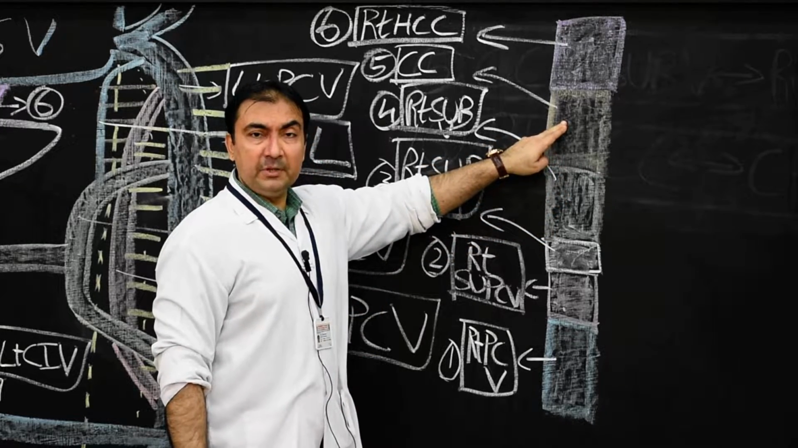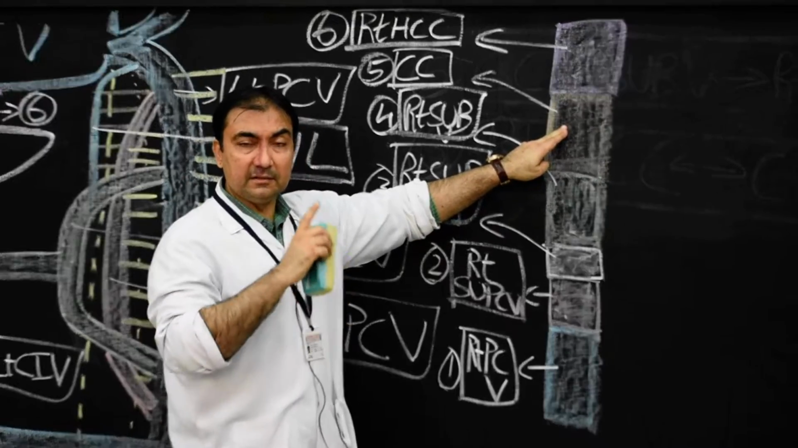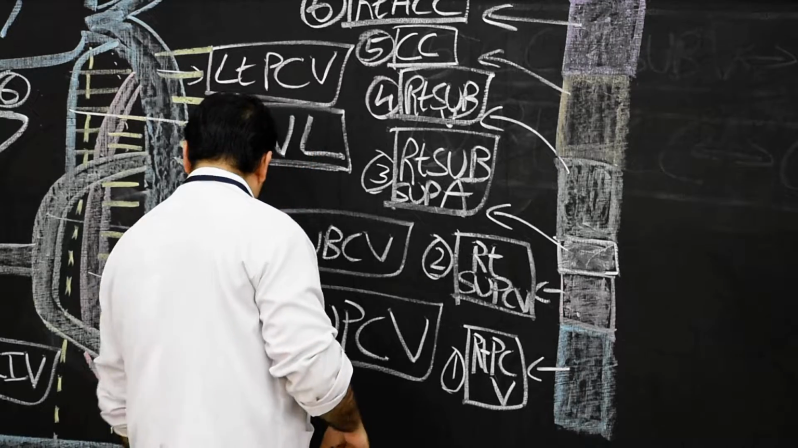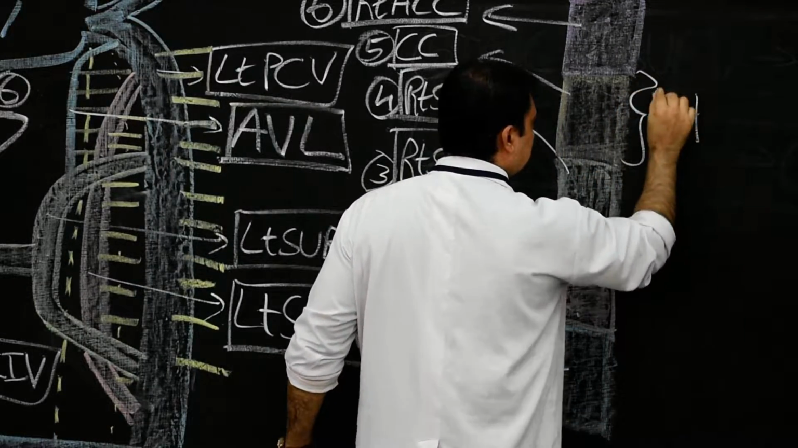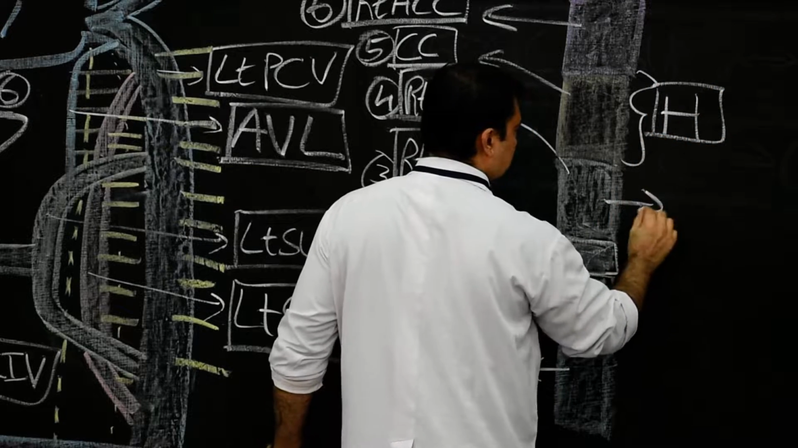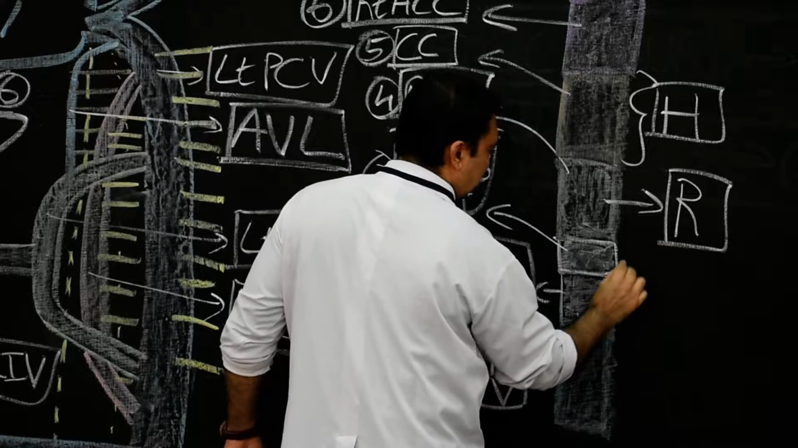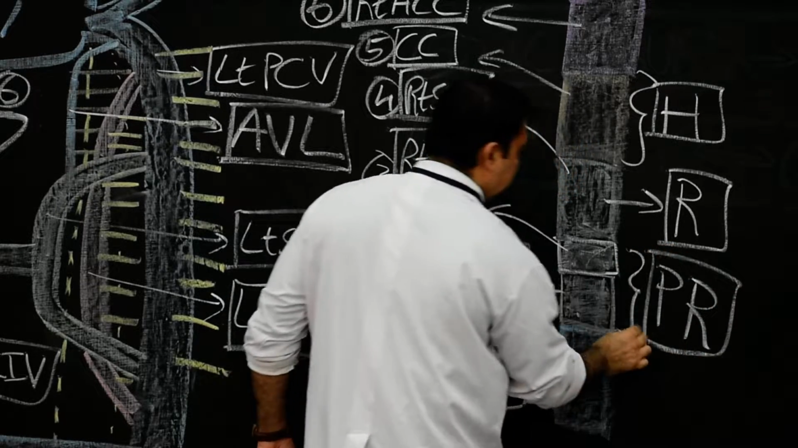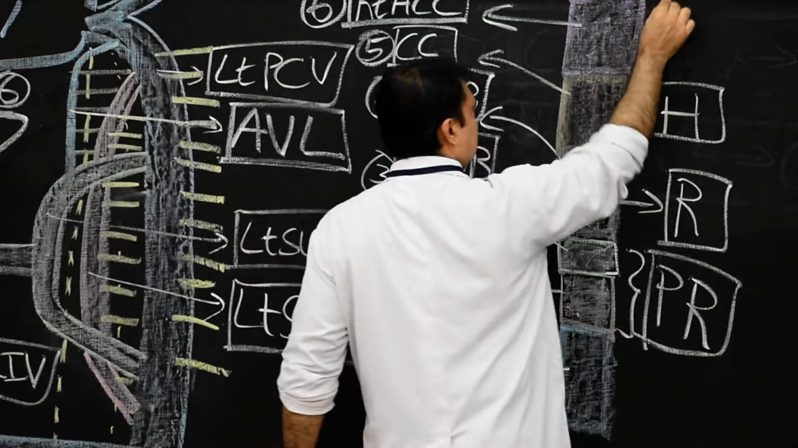Here, this is the communication between the right subcardinal vein and right hepatocardiac channel. This segment is known as the hepatic segment. Please note down. This is very important. The hepatic segment of inferior vena cava. This was known as the renal segment of inferior vena cava, and this was known as the postrenal segment of inferior vena cava. Now fourth, the last point.